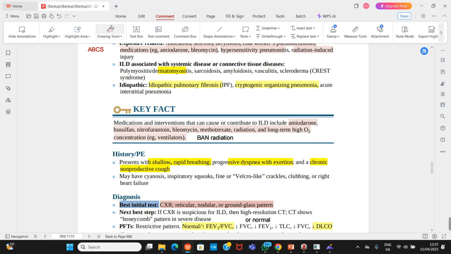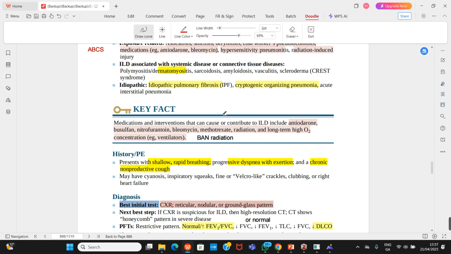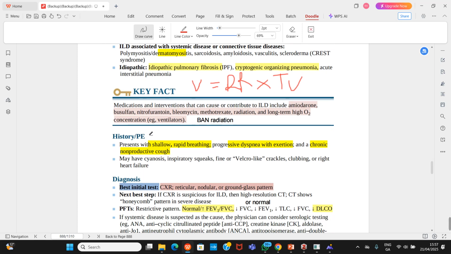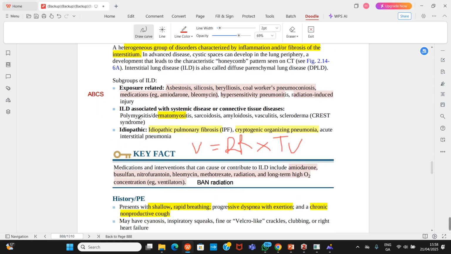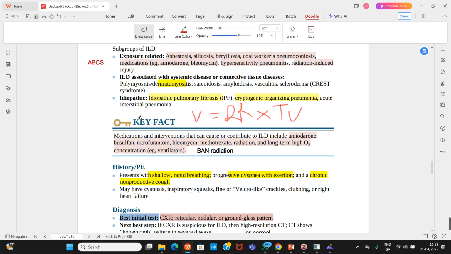Now, there is a formula for ventilation, and ventilation equals respiratory rate times tidal volume, from our Step 1 recipe. Dr. Babandi will have mentioned this. So tidal volume times respiratory rate. Now, people with ILD, permit me just to use the acronym ILD, there's a problem of expansion. There's a problem of compliance. There's no space for the lung to expand because the lung is fibrotic.